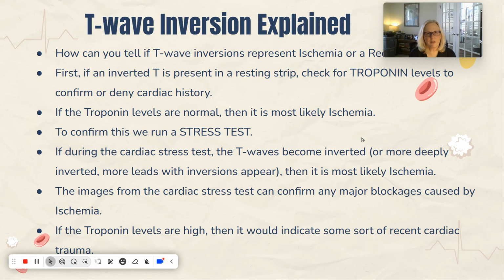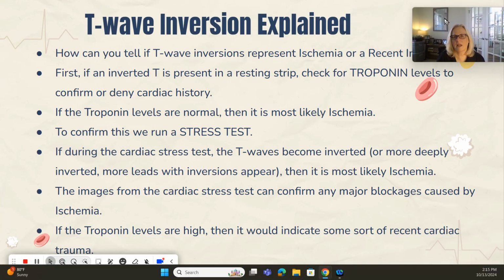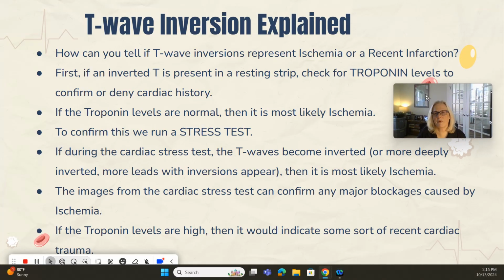So how can you tell if T-wave inversions represent an ischemia or a recent MI? So, if you see inverted T waves, upside down T waves, the more deeply inverted it is, the more likely it was a recent MI. And if it's just slightly inverted, that usually tells us it's some sort of ischemia.